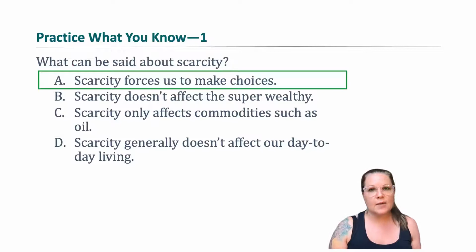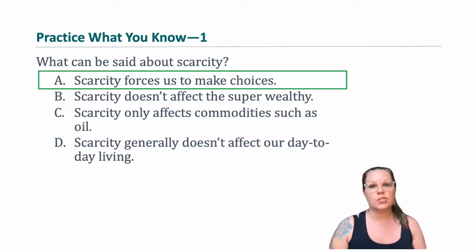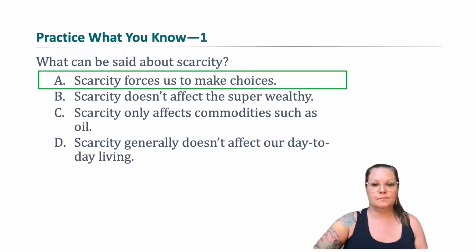So what could be said about scarcity? Well, here, out of these answers, the first one is correct. Scarcity forces us to make choices, because often when we are allocating a scarce resource, it can only go towards one want or one need, or potentially one person or one region, or it can only be used at one point in time. And so this leads us to making trade-offs.